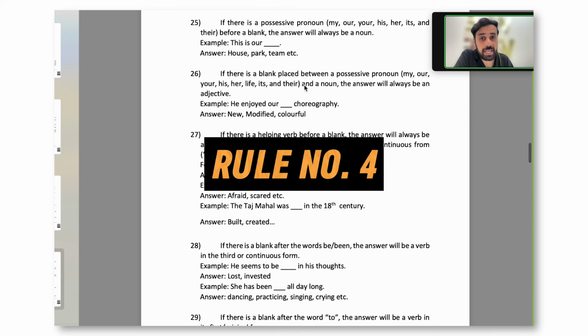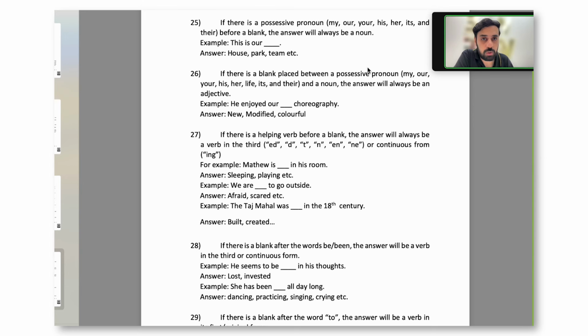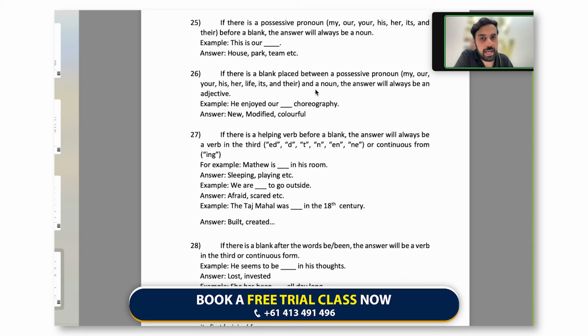If there is a blank placed between a possessive pronoun, what are the possessive pronouns? All these words, okay, such as my, our, yours, and so on, and a noun, the answer will always be an adjective. Now, what was an adjective? The words which describe the noun. So when there is a possessive pronoun, then there's a blank, and then there's a noun, before the noun, it's always going to be an adjective.